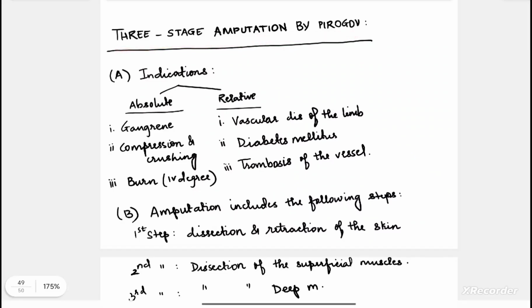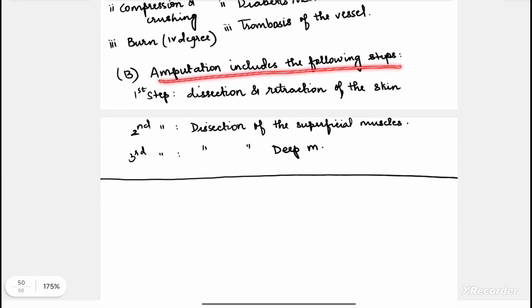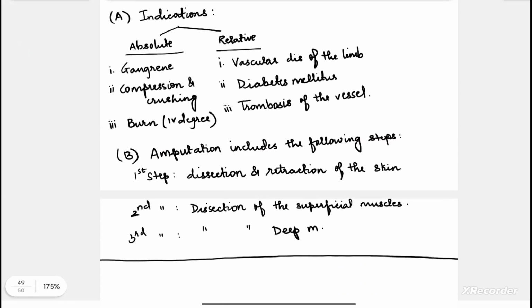Three-stage amputation by Pirogov. Indication is done by absolute and relative method. Absolute is gangrene, compression and crushing, and burn of the 4th degree. Relative is vascular disease of the limb, diabetes mellitus, thrombosis of the vessel. Amputation includes the following steps. First step is dissection and retraction of the skin. Second is dissection of the superficial muscle, and third is dissection of the deep muscle.